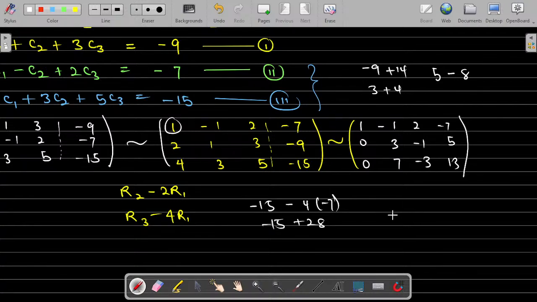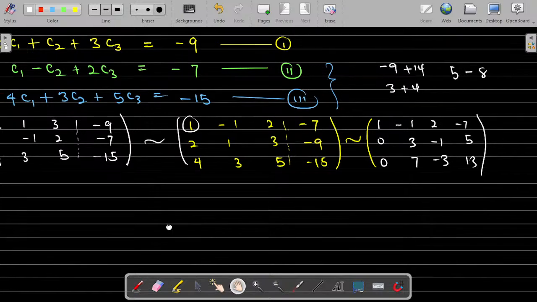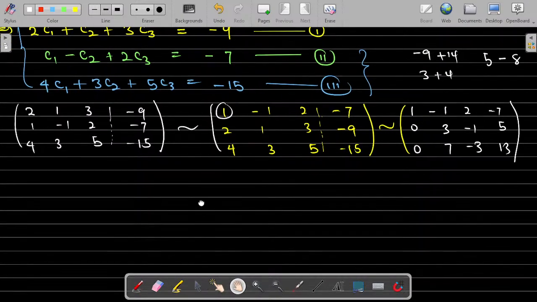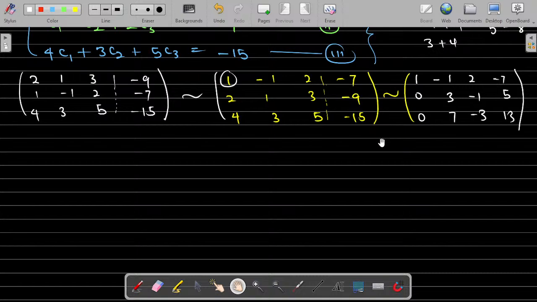Okay, so we have gotten the reduction from this particular matrix to another one. Now we will try to reduce that further. So what are we going to do again? We now need to reduce this 7 to 0 because we want to obtain an echelon form. And how do we do that?